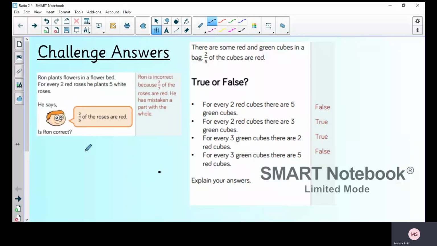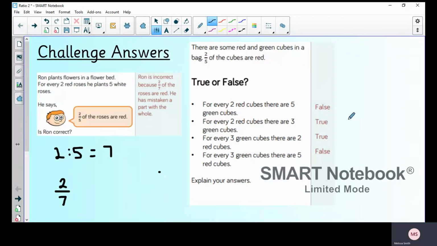So this question here, Ron wasn't correct. Why wasn't Ron correct? If we have a look, 2 red roses, he then plants 5 white roses. The ratio is 2 red to 5 white. The total flowers that he plants are 7. 2 add 5 is 7. So the correct fraction should have been 2/7. So Ron wasn't correct there.